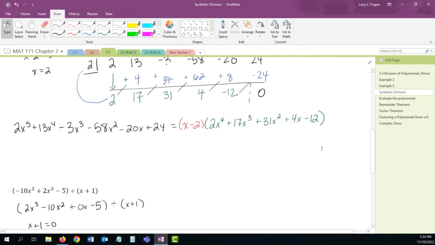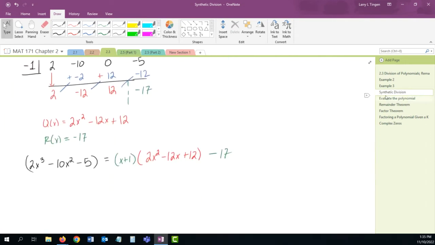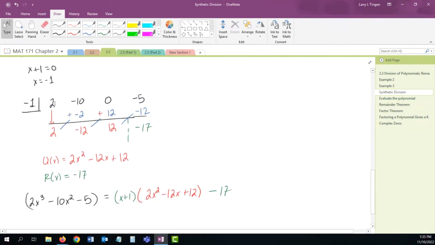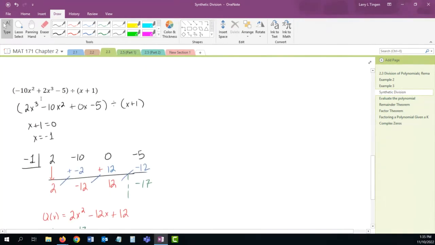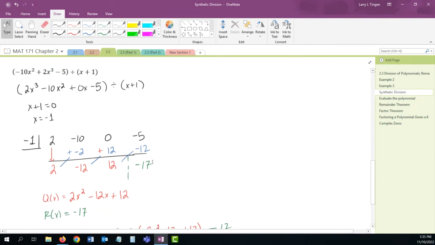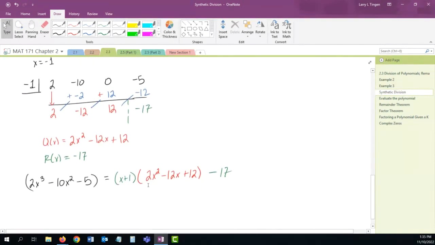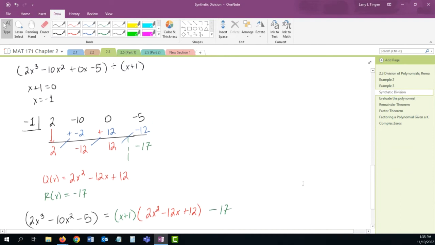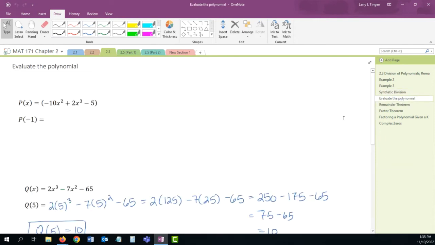All right, so that said, and this is what happens when it doesn't, right? When I did 2x cubed, this one was out of order. 2x cubed minus 10x squared minus 5 divided by x plus 1, and I did that out, I ended up with a remainder that is not 0. So that means this does not go into it evenly. So I cannot write 2x cubed minus 10x squared minus 5 in terms of a set of two factors. That minus 17 throws everything off. So we like it when the remainder is 0 because it means we actually found a factor.